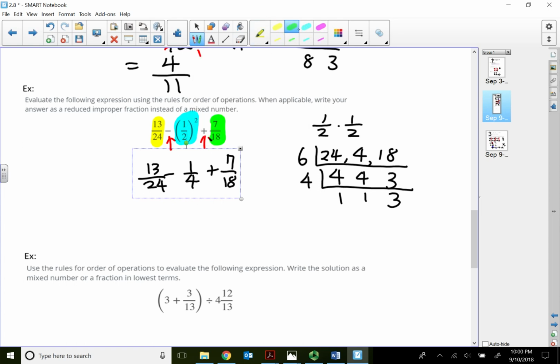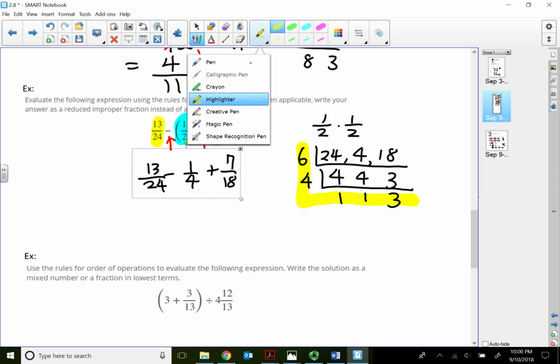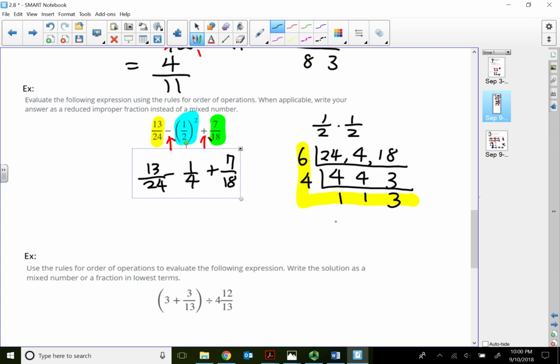So since I cannot find a number to go into any 2 of these, 1, 1 and 3, then I will multiply all my numbers on the outside. So that will be 6 times 12, right? 6 times 4 times 3, which is 6 times 12, which is 72. So my LCD is 72.